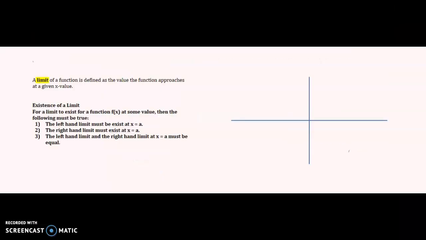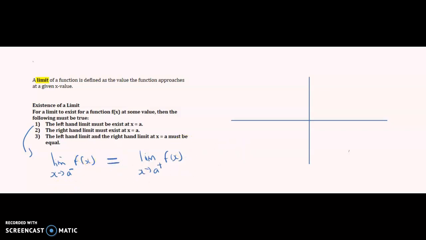So the first thing I want to do is define the limit. The limit of a function is defined as the value the function approaches at a given x value, right? Now, for a limit to exist, a few things must apply. The left-hand limit must exist, the right-hand limit must also exist, and the left-hand limit and the right-hand limit at x is equal to a must be equal. So the left-hand limit looks like this, where x is equal to a. For the minus, you have to signify it's coming from the left. The right-hand limit would look like this, limit x goes to a with a plus f of x, and the third point says that they must be equal.